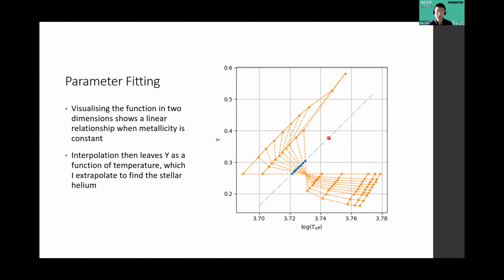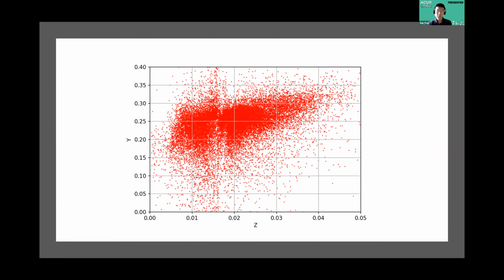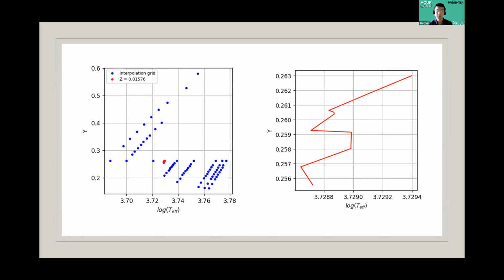And so applying this to the entire sample, we find this plot, which is helium versus metallicity for the entire sample. And it's generally well behaved, except for one little region around here, which is around the solar metallicity of 0.017. And that is due to limitation in this process. Because we're building the models outwards from solar, the interpolation breaks down when the stars have metallicity near solar, and we lose the linear relationship.